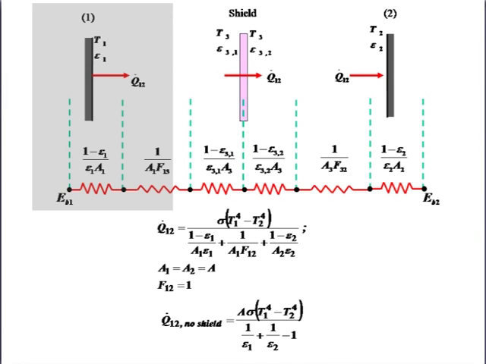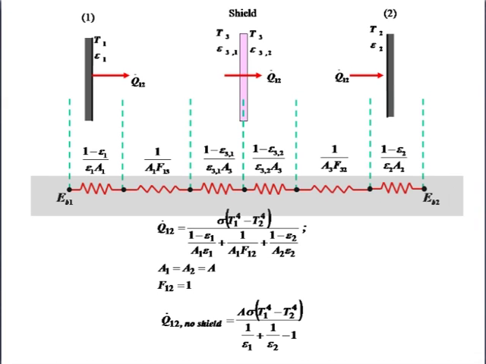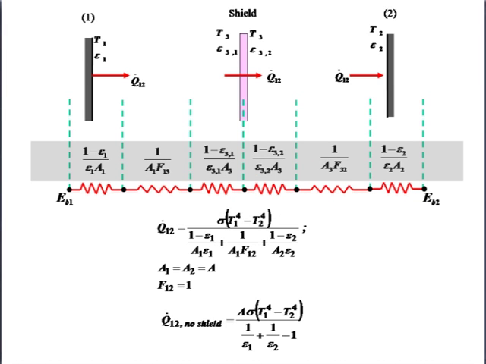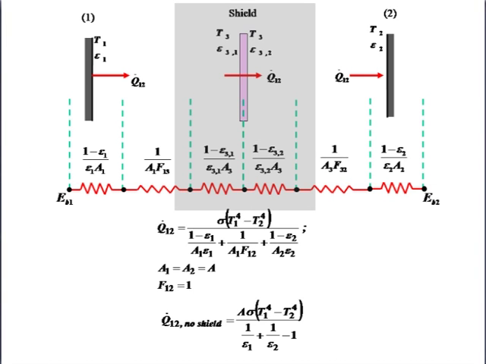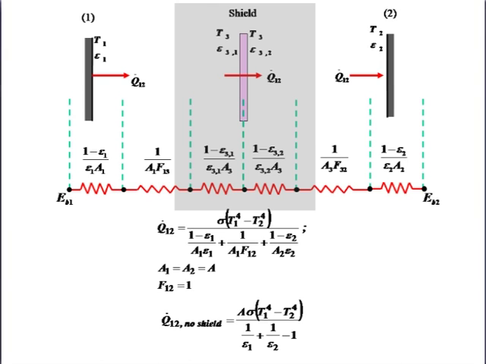I will be breezing through this, so let me see how fast I can go. Here I have one surface, and I have another surface. I have mentioned this already in the case of the super insulator. These are Eb1 and Eb2. If there was no shield, I would have had 1 minus epsilon 1 upon epsilon 1 A1, and 1 minus epsilon 2 upon epsilon 2 A2. But now I have a shield. The space resistance between these two is 1 upon A1 F13, and here the space resistance is 1 upon A3 F32.